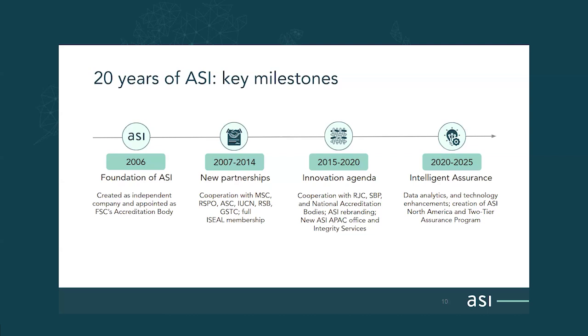We have, of course, an initiative to make ethical, good use of AI. And we are also providing guidance to scheme owners and CABs on competence requirements, for example, in the use of AI. Then we also founded ASI North America, which is our accreditation body. It's an associate member in the International Accreditation Forum.